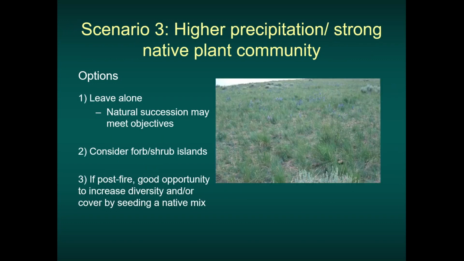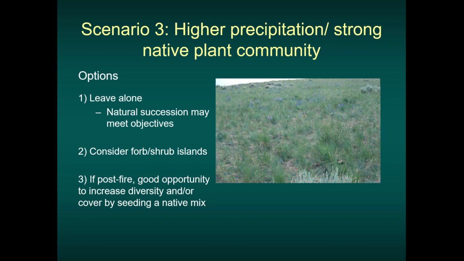Scenario 3, this is a higher precip zone, probably up in the foothills or the mountains. We've got a good native plant community. I would probably leave this one alone. Natural succession might do the trick. You might just want to leave this for a few years and see where the trajectory leads.